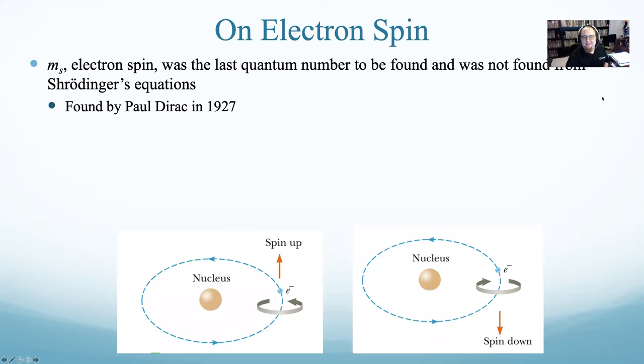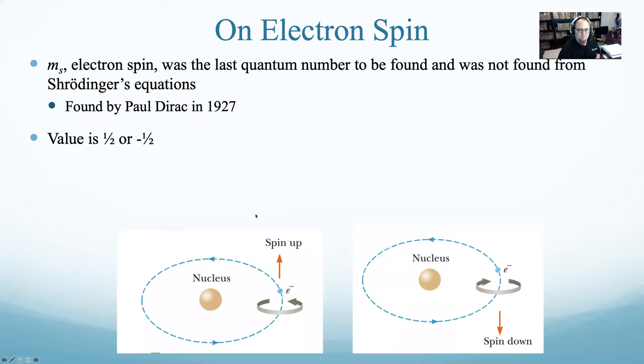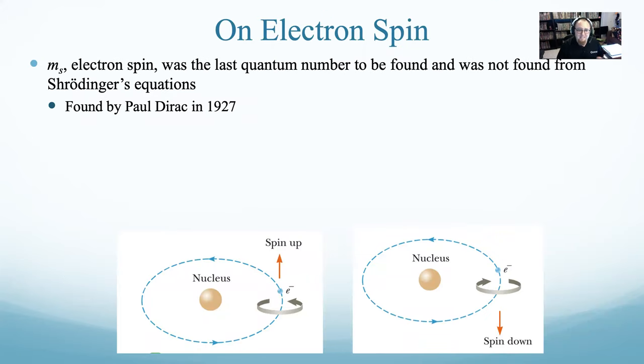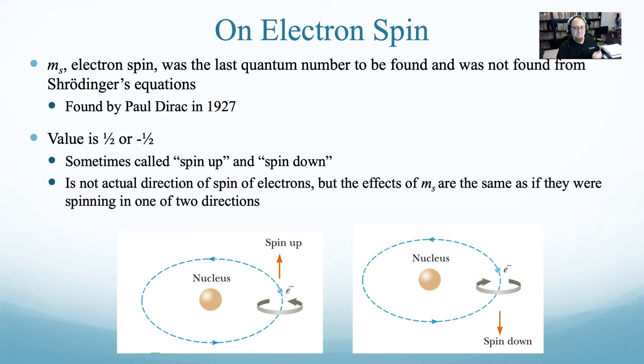The M sub S, the electron spin, I put it here as spin magnetic quantum number. It's sometimes just called electron spin. It was found by Paul Dirac in 1927. And this one's kind of interesting because this is the most hand-wavy thing we are ever going to cover in this class. Electron spin only has two possible values: plus 1/2 or minus 1/2. It's sometimes referred to as spin up or spin down.